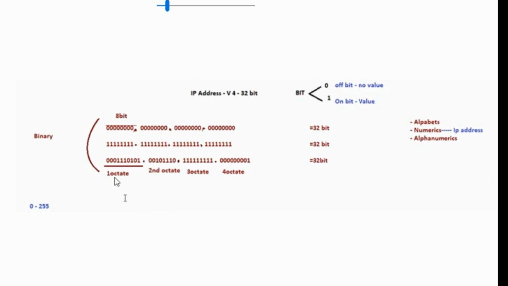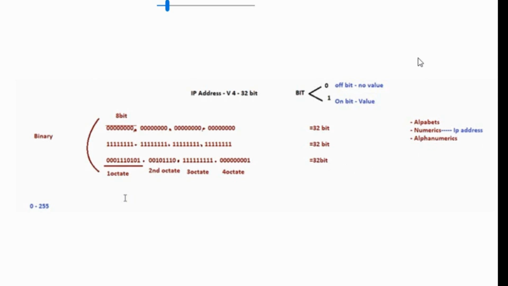And as I explained to you a while ago, what is an octet? Each portion contains 1 octet. That's what we call an octet. So 1st octet, 2nd octet, 3rd octet, and 4th octet. Now all these octets combined make 32 bits.